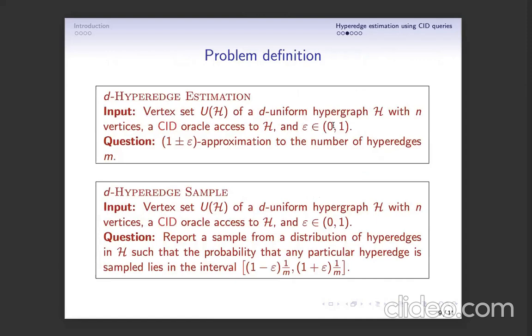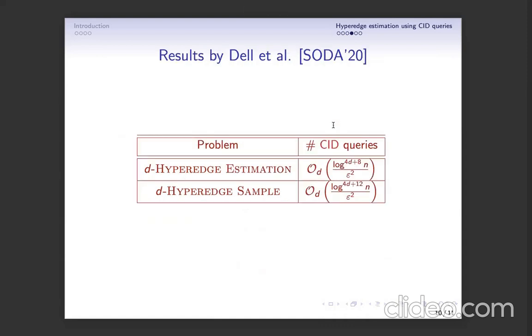In this work, our focus is on the hyperedge estimation and hyperedge sample problem when we have CIS query access to an unknown d-uniform hypergraph H. Dell et al. have shown that the hyperedge estimation problem can be solved by using log to the 4d+8 n by epsilon squared many CIS queries, and they have also shown that the hyperedge sample problem can be solved by using log to the 4d+12 n by epsilon squared many CIS queries.